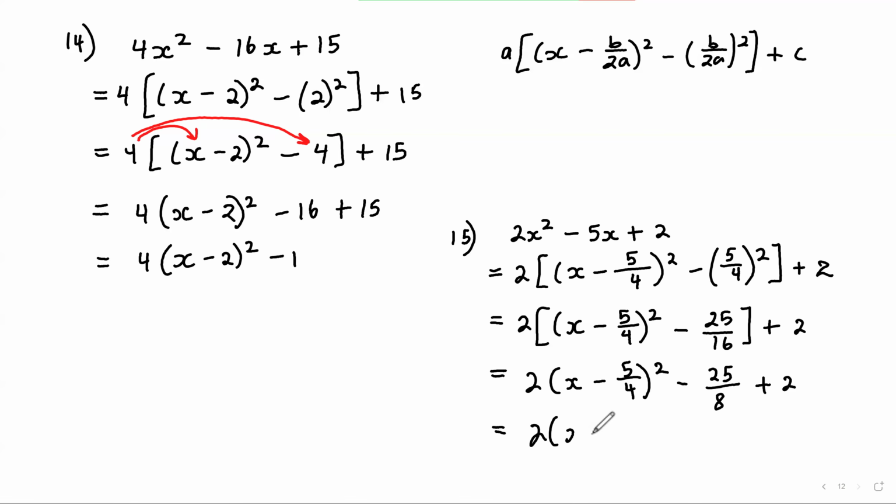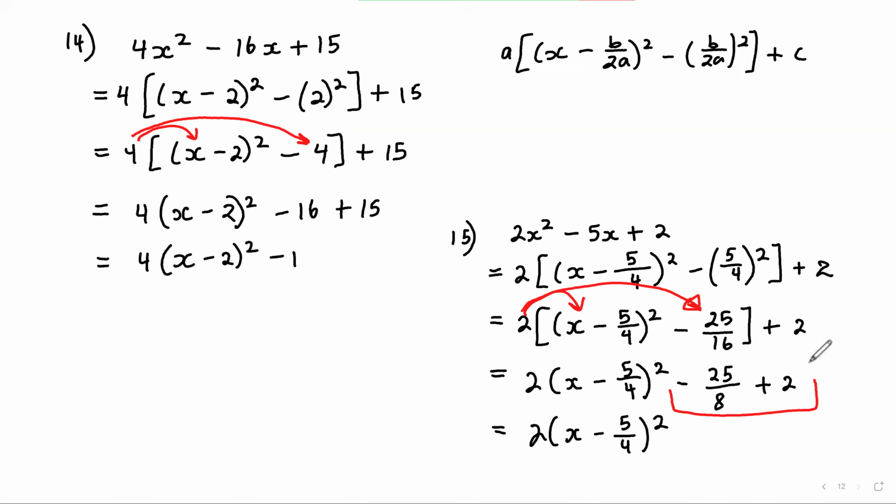And then 2 open brackets x minus 5 over 4 squared. And now we distribute the 2. No, we already distributed the 2. That's how we end up with 25 over 8. Oh my gosh, we did 2 times this to get 2 by x minus 5 over 4 all squared, and 2 times 25 over 16 is 25 over 8. So now I have to do minus 25 over 8 plus 2.